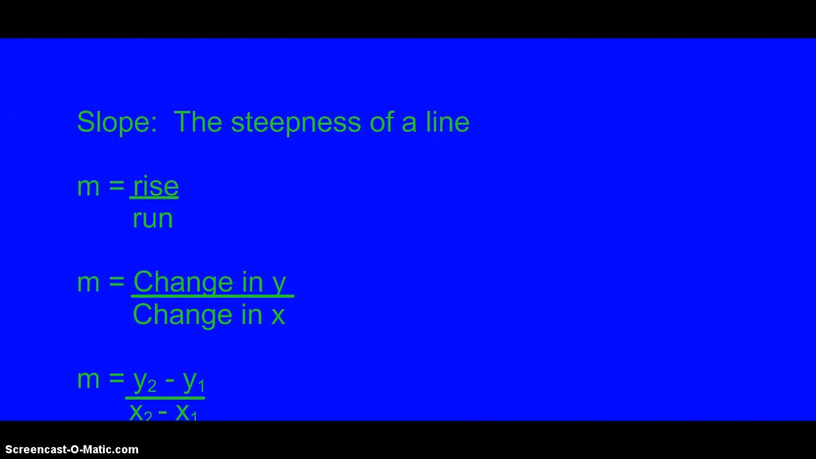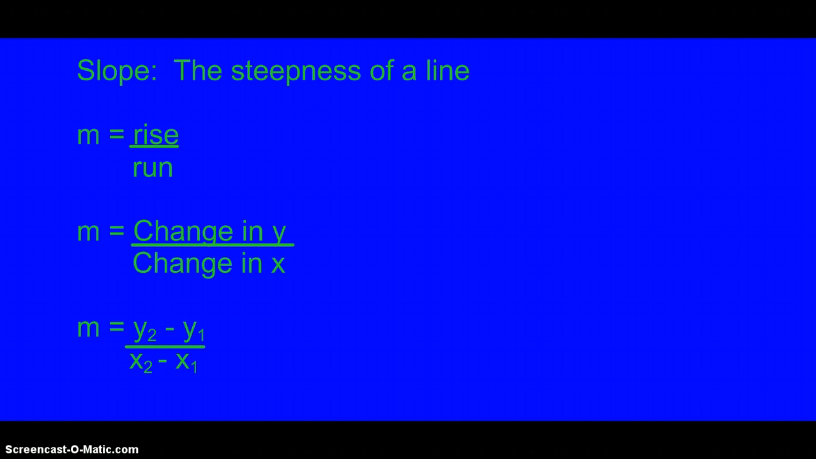And finally, the formula. The formula to calculate slope is to take the y values of your points and subtract them. Take the x values of your points and subtract them. And then write that as a fraction. If you have trouble with slope in any way, I strongly suggest using the formula. The formula is a little more work, but it always gets you to the correct answer.